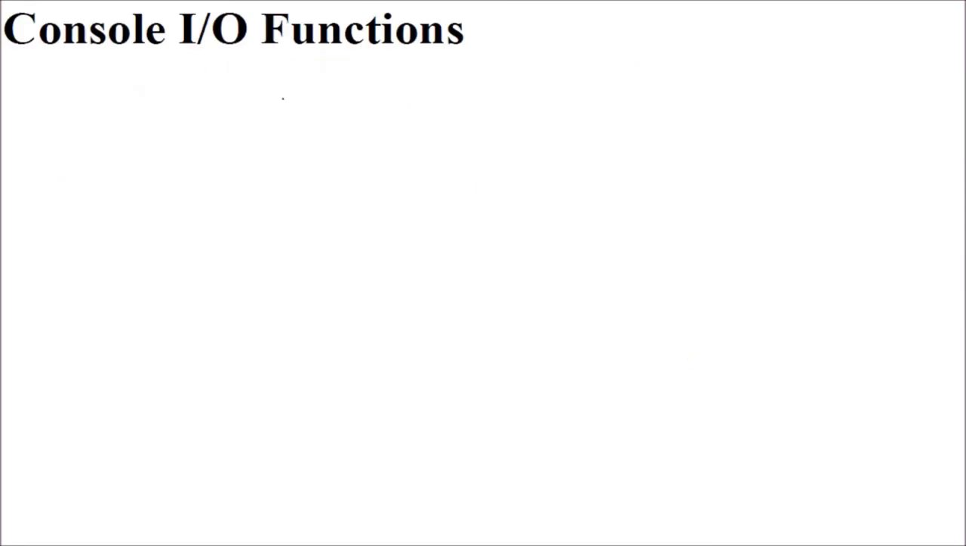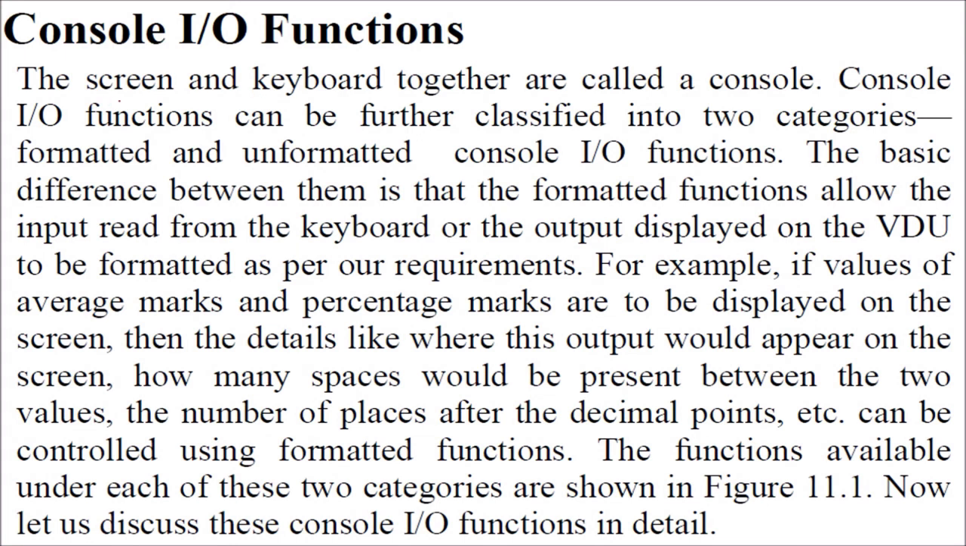We start with console input-output functions. The screen and keyboard together are known as the console. These functions are further classified into two categories: formatted and unformatted console input-output functions. What is the difference between formatted and unformatted? You want to print certain values in a certain order so that they look arranged, formatted. If you don't want that, then it is okay. You may want specific numbers to come after the decimal point. This is the formatting. I'll show you how it is done.